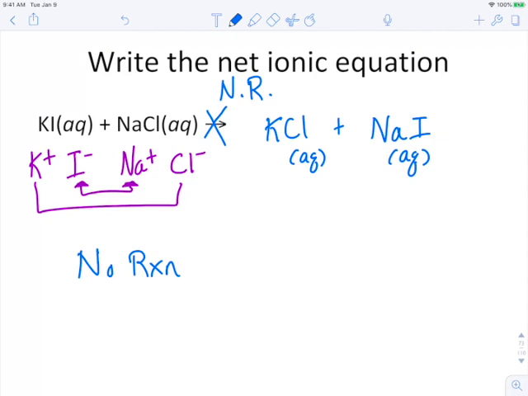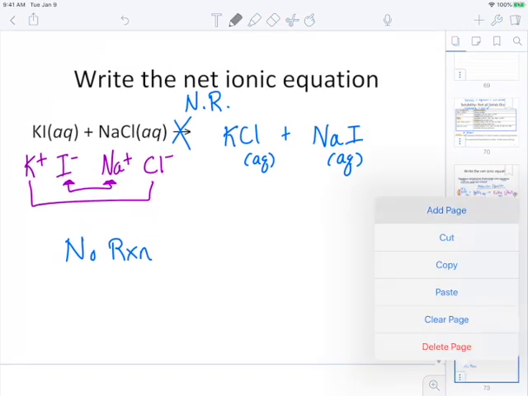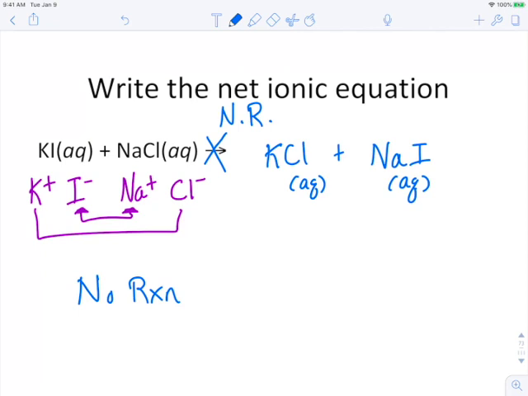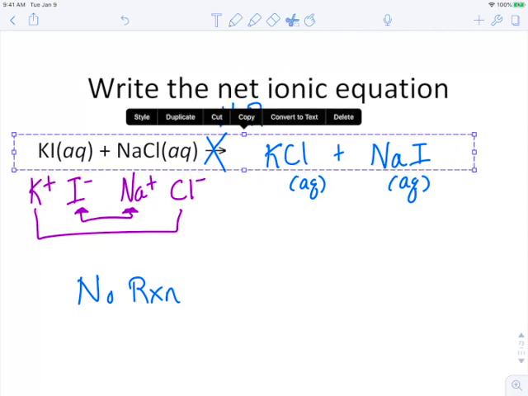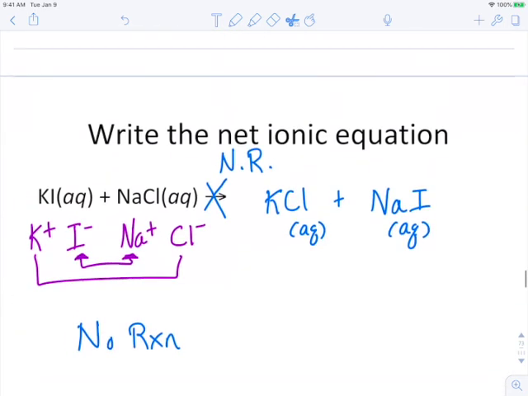All right, so let's just say you didn't realize that there was no reaction. Let me show you how it would work out. Oops. I'm going to erase that for just a second.